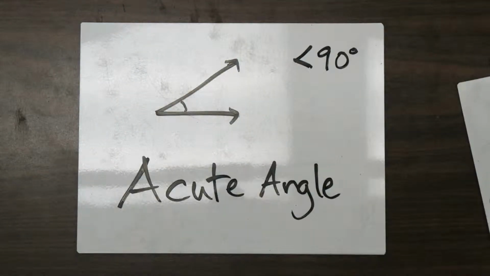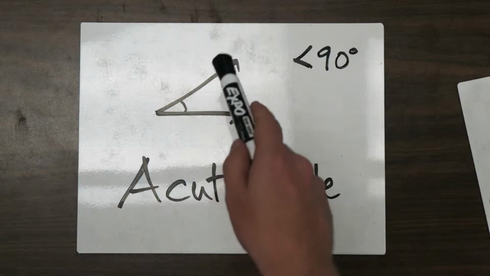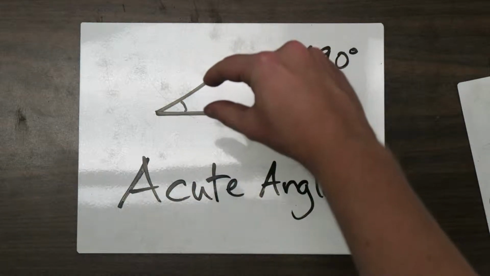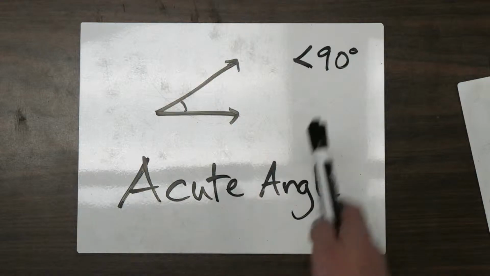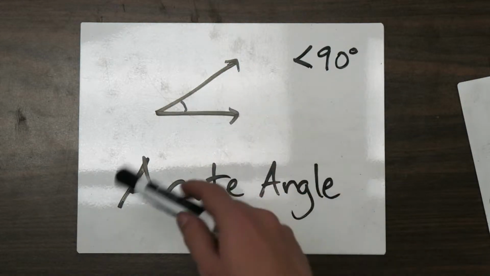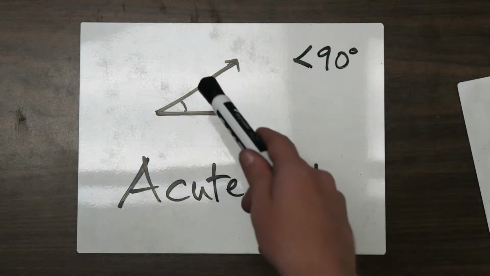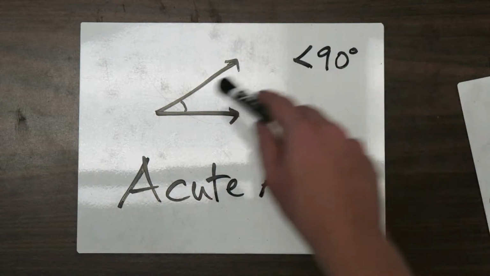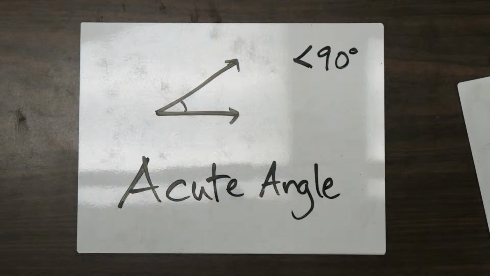Another type of angle is an acute angle. An acute angle, you can kind of see, is a little bit pinched from the 90 degree angle, and it's less than 90 degrees. Now it could be 89 degrees, which will look very similar to a right angle, but if it's less than 90 degrees, then it's an acute angle.